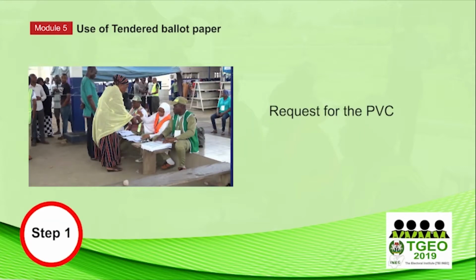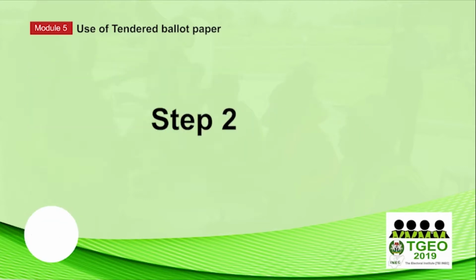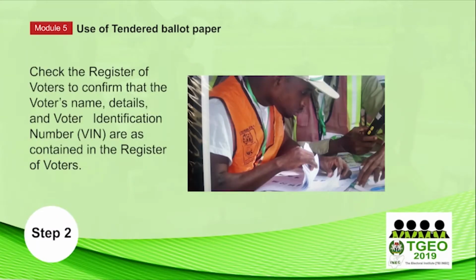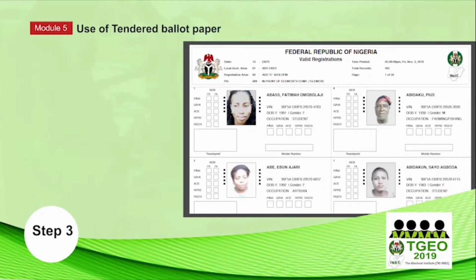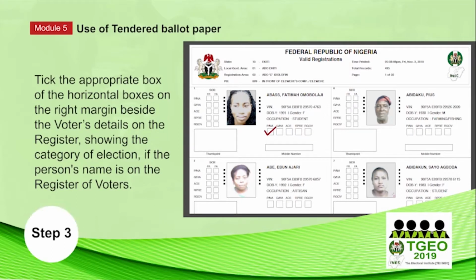Step 1. Request for the PVC. Step 2. Check the register of voters to confirm that the voter's name, details and voter identification number (VIN) are as contained in the register of voters. Step 3. Tick the appropriate box of the horizontal boxes on the right margin beside the voter's details on the register, showing the category of election if the person's name is on the register of voters.